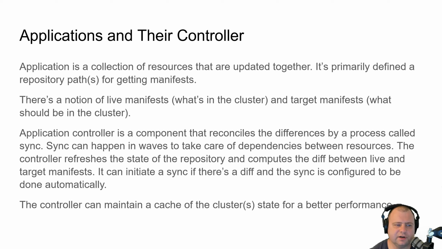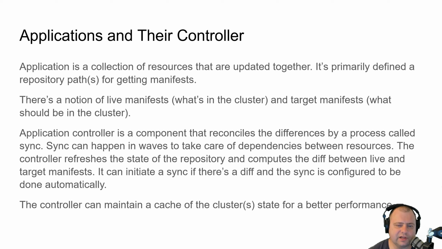It's primarily defined by a repository path for getting manifests. So you can say, for example, the root of the repository slash production slash my service, and it's going to read this repository directory's contents and know that these are related to a group of applications related to my service.